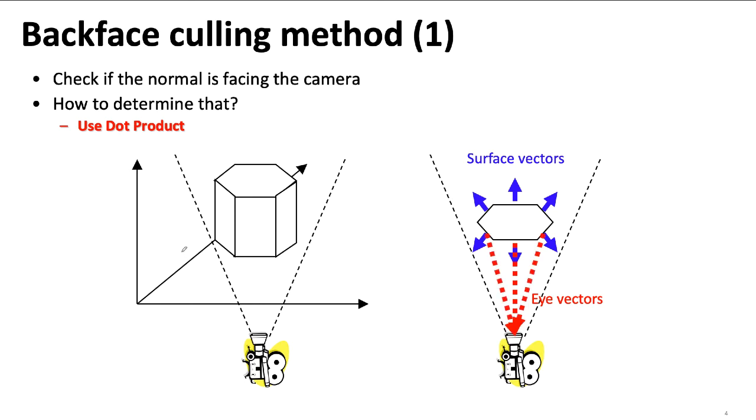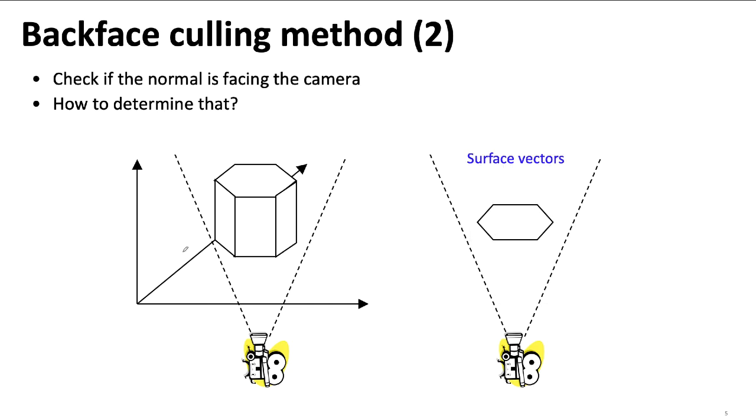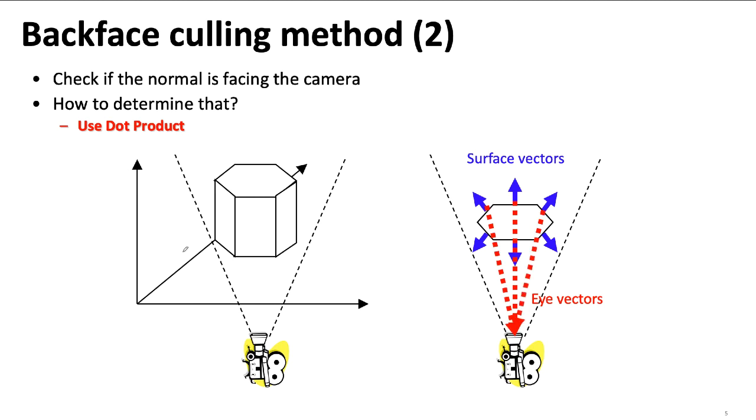So if the angle between these I vectors going from, say, the center of the triangle to the camera, and one of the triangle surface normals is less than 90 degrees, then that triangle is facing towards the camera and something that we're going to draw. But on the other hand, if it turns out that that angle is bigger than 90 degrees, that indicates that the triangle is facing the other direction, and then we won't bother drawing it.